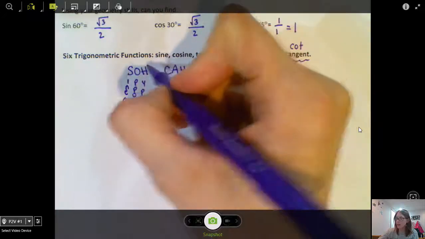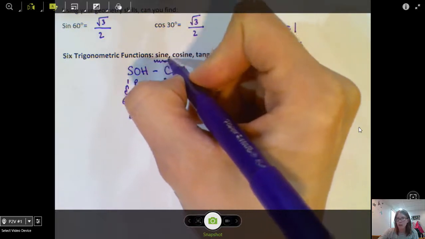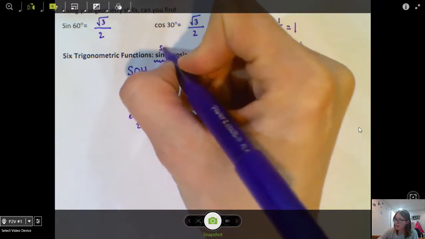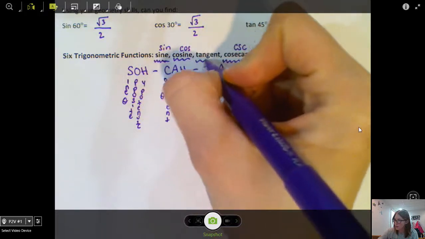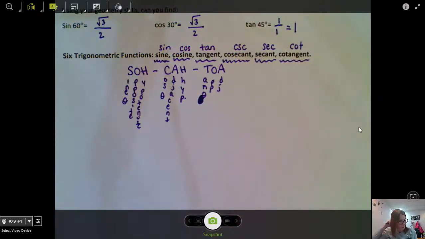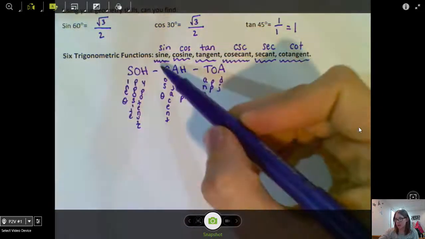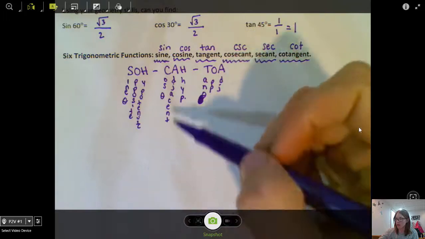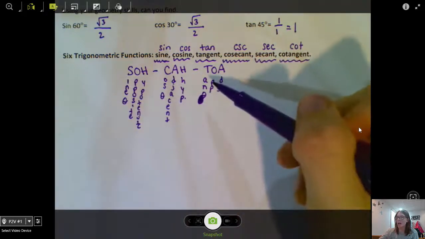Our other trig functions, just as a good reminder, even though you just hopefully saw that in the last video, how these were abbreviated. Sine is SIN, cosine is COS, and tangent's TAN. Okay, now what are cosecant, secant, and cotangent? Well, we know sine is opposite over hypotenuse. Cosine is adjacent over hypotenuse. Tangent is opposite over adjacent.